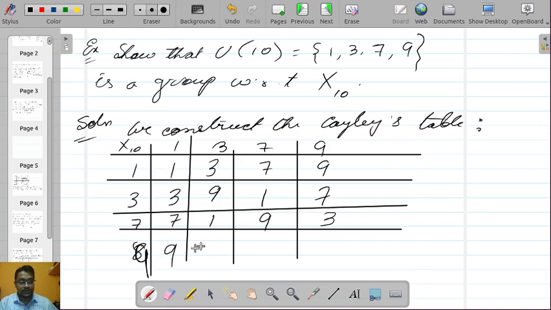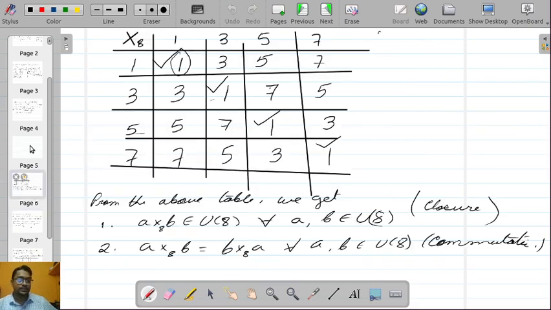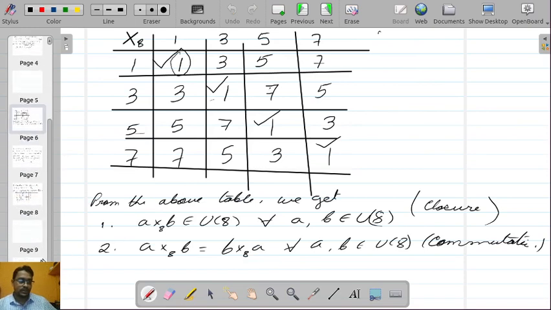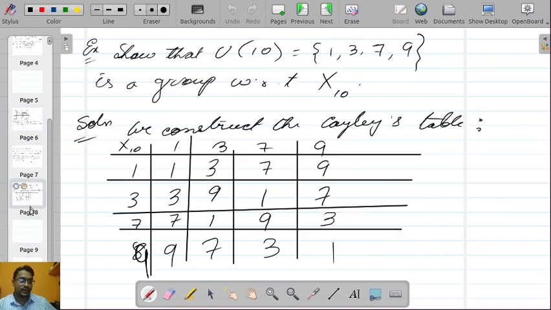So 9 into 1 is 9. 9 into 3 is 27. If you divide by 10, it's 7. 9 into 7 is 63. It's 3. 9 into 9 is 81. 1. Okay. So from the table you see it follows that each entry is an element in U10 only. So exactly we can write whatever we have written here. In the earlier case, the first two parts are the same. The next parts are a little bit different.